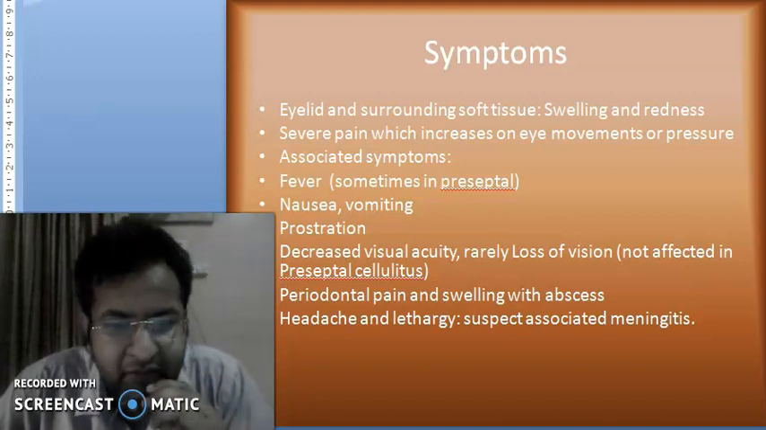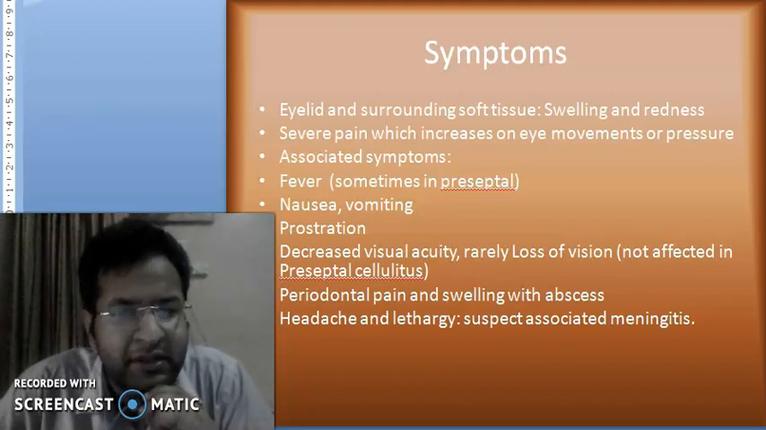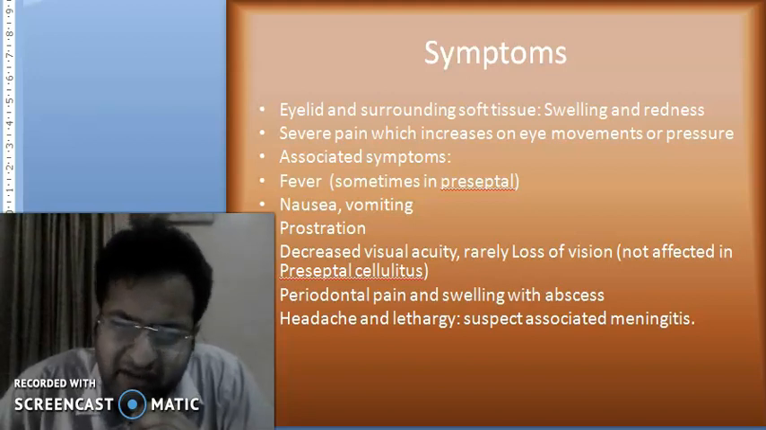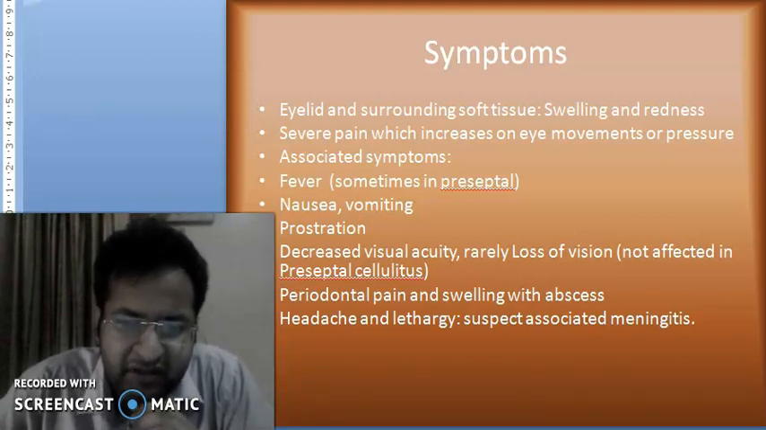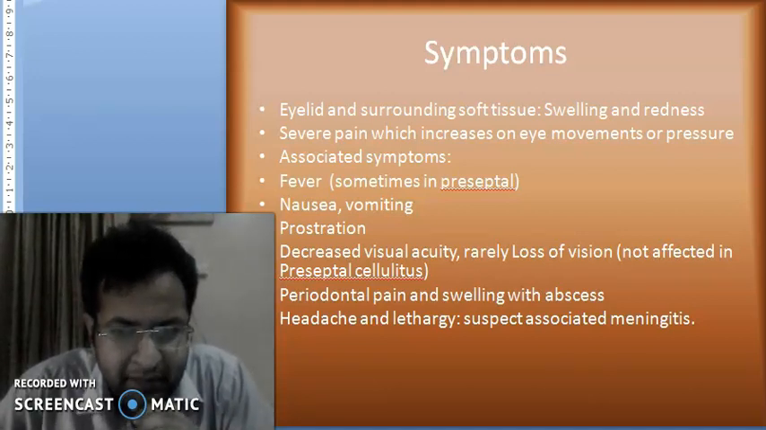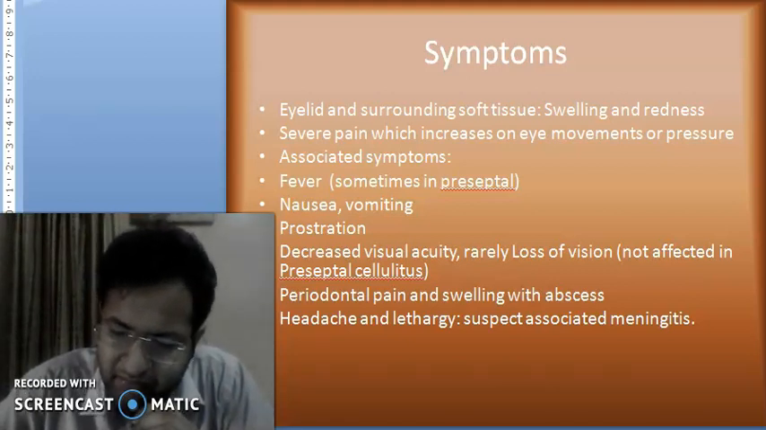There will be fever, which is present in orbital cellulitis, and it is seldom present in preseptal cellulitis. There will be nausea, vomiting, prostration. Decreased visual acuity will be there, and rarely there will be a loss of vision. Vision is not affected in preseptal cellulitis, but is decreased in orbital cellulitis. Periodontal pain and swelling with abscess, headache and lethargy may be present.